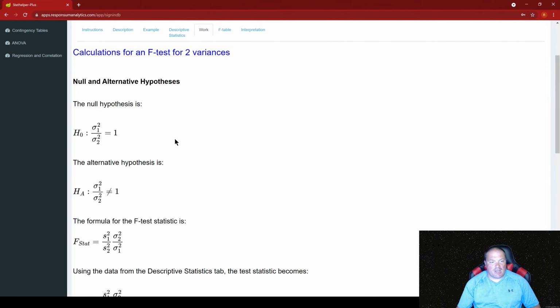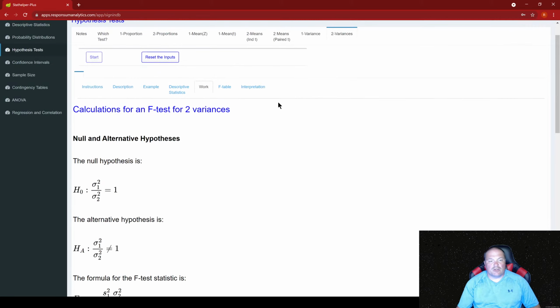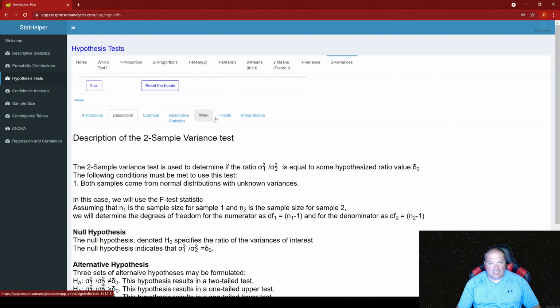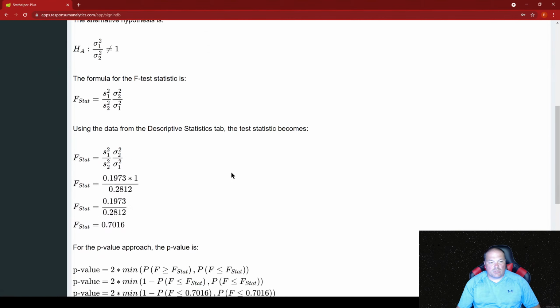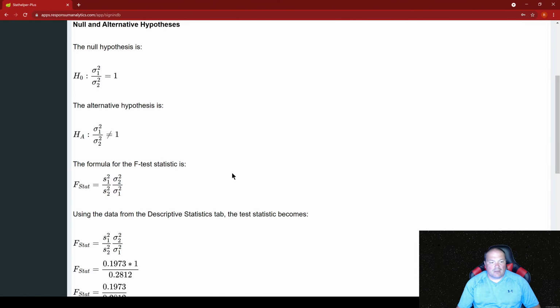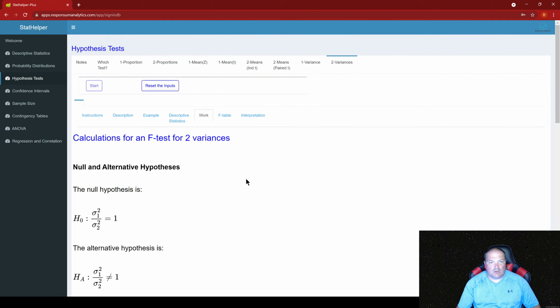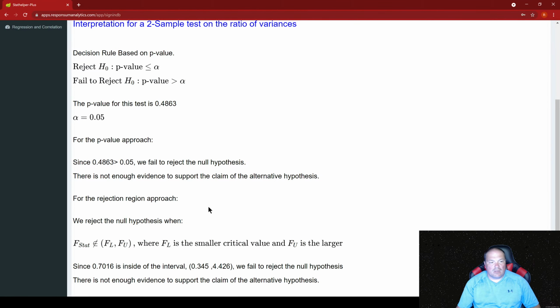Okay, here's our hypothesis test. Now, if you want to understand what's going on with the two sample variance test, you can go through it right here. We have introduction, description, and all that other fun stuff for this. What we're going to do is go down here. We can see here's our p-value. I'm going to go over to interpretation. Based on this, because 0.4863 is greater than 0.05, we're going to fail to reject, which means we're going to assume equal variance.